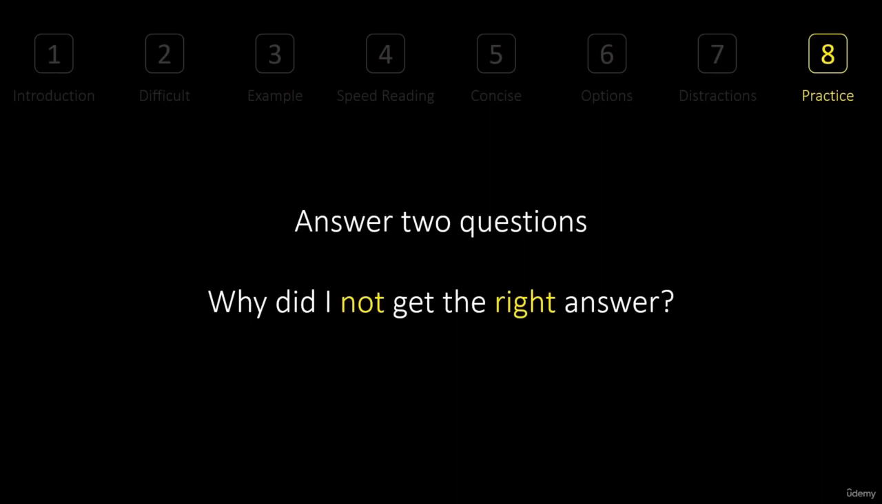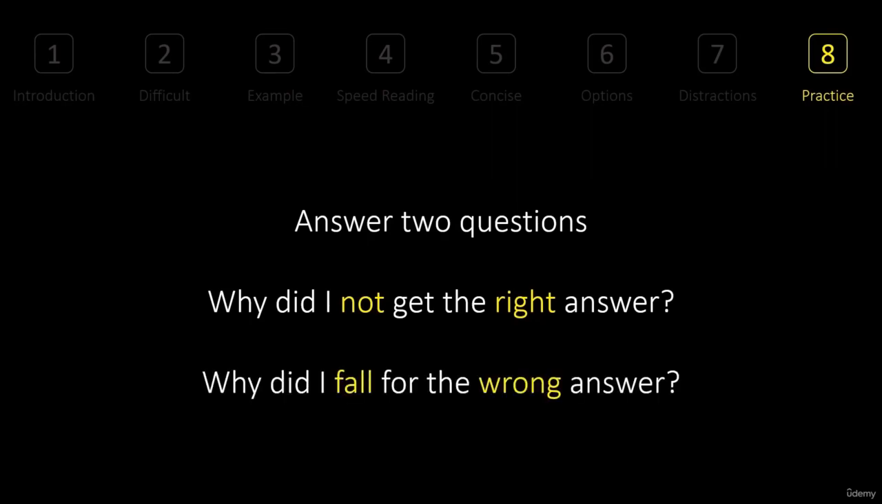why did I not get the right answer? What was the reason at that time? And that you have to do as soon as you finish the test. Second question, why did I fall for the wrong answer? See, it's pretty simple, but it's so elegant that it makes sense by itself. So why did I not get the right answer, and why did I fall for the wrong answer?